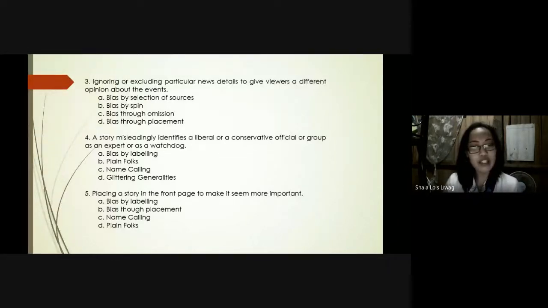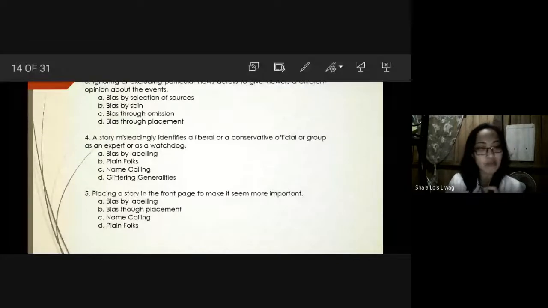Now you have finished checking your papers. Please submit it for recording of score. Good work, everyone. Let us now proceed to the next part.